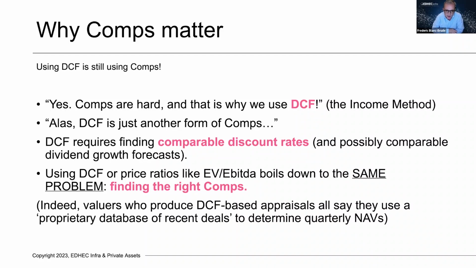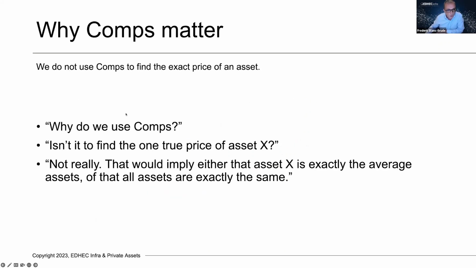Even though finding equivalent price ratios is tricky for infrastructure companies, it's equally difficult to do for discount rates, right? So what are we going to do? Well, the first question is, why do we really want to use comps? And often, or sometimes at least, the answer is, well, because we're trying to find the one true price of asset X.